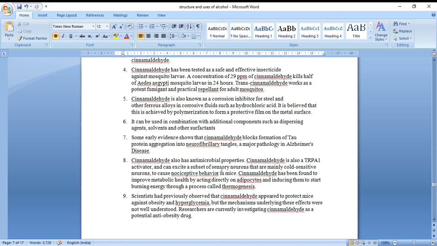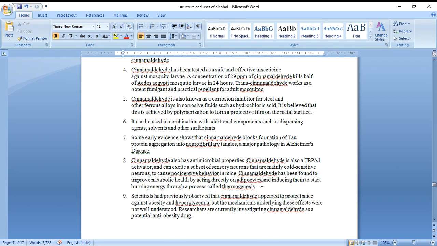And cinnamaldehyde has many antimicrobial properties, and it is a TRPA1 activator and can excite several sensory neurons, mainly cold-sensitive neurons, to cause nociceptive behavior in mice. It is also used to improve metabolic health by directly acting on adipocytes. So adipocytes are nothing but the cells which store fat.